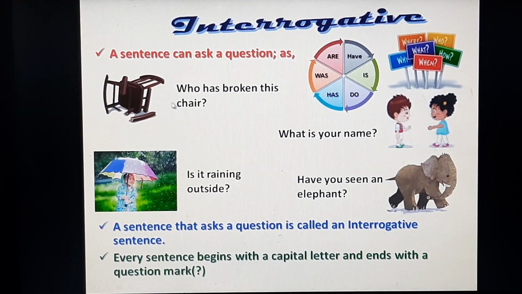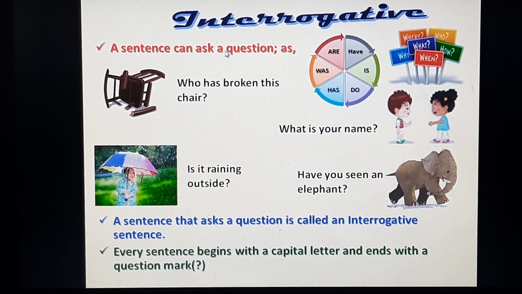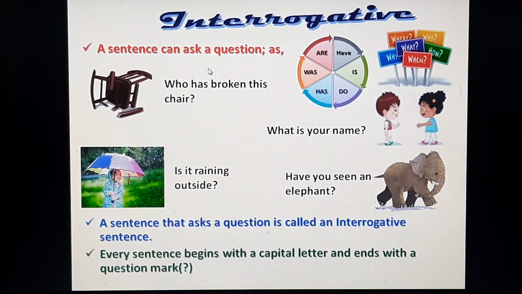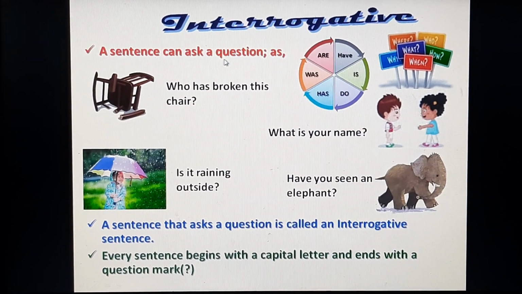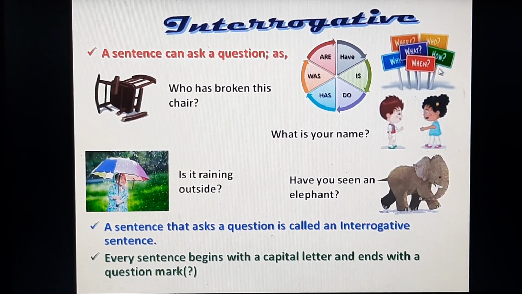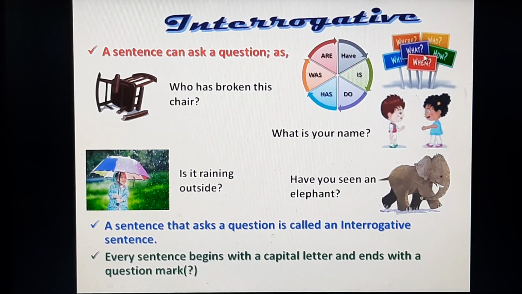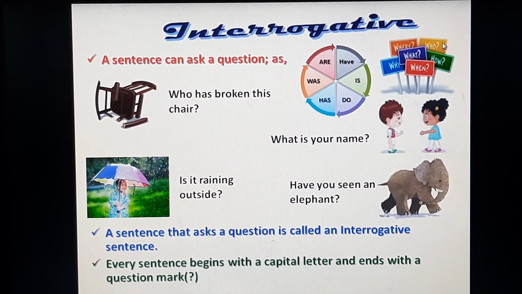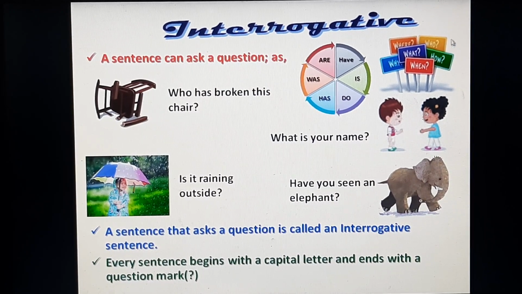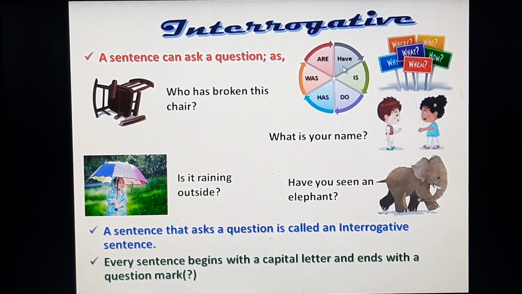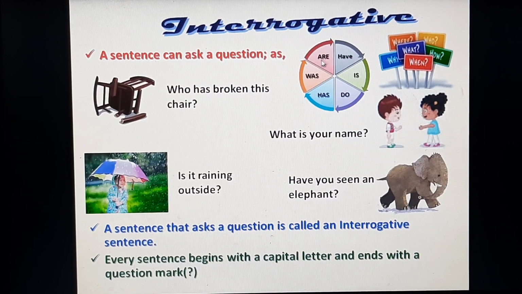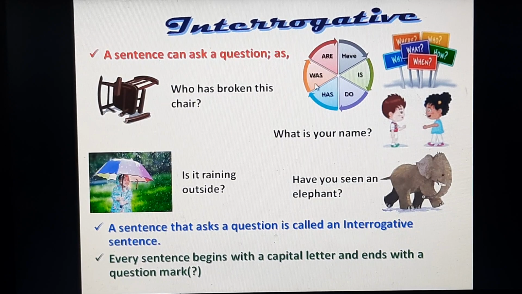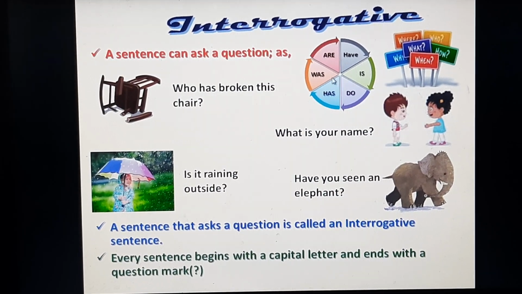Now let's go to interrogative sentences. A sentence can ask a question like, who has broken this chair? Now, what are these questions? Sentences with questions, they all begin with WH question words like when, what, where, whom, whose, who, how much. All these are called WH question words. Or else sometimes they may start with auxiliary verbs like are, have, is, do, was, has. All these are called verb questions, right?